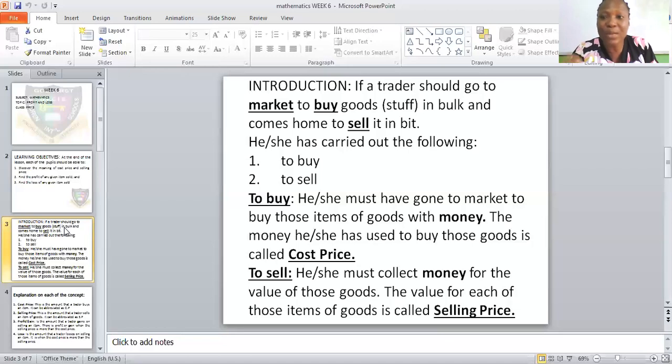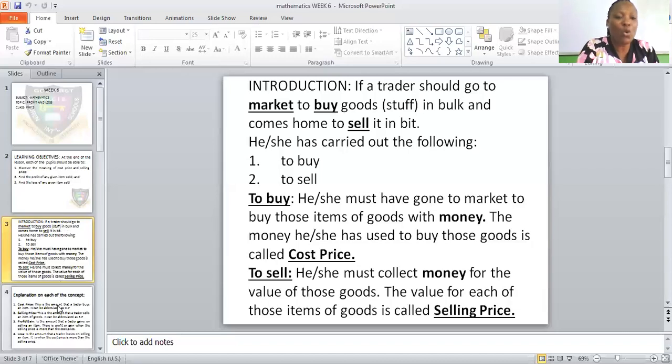Remember, we said money is used as a measure of value. Now, he or she must collect money for the value of those goods. The value for each of those items of goods is called the selling price. They always put a price tag on each item in a shopping mall, and it is known as the selling price. That's the amount they want to sell it.